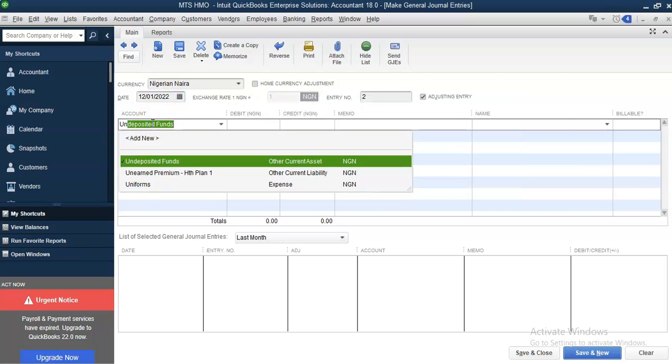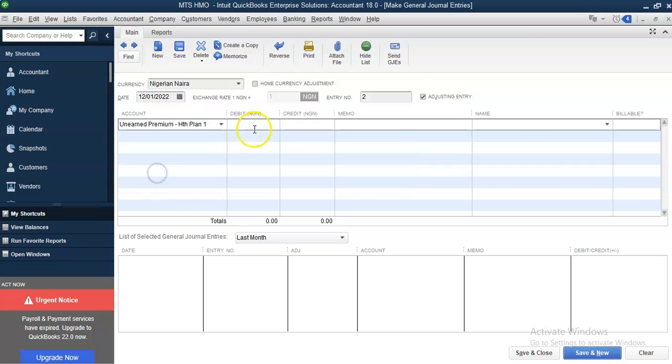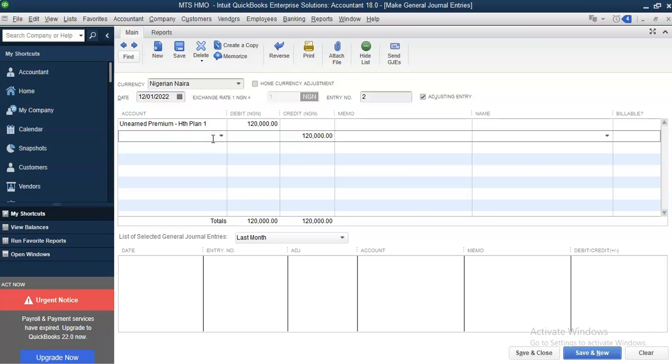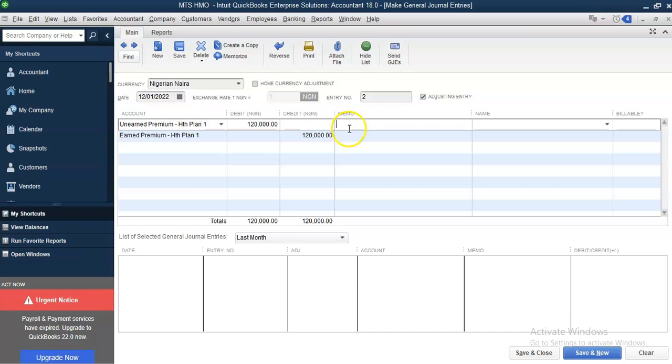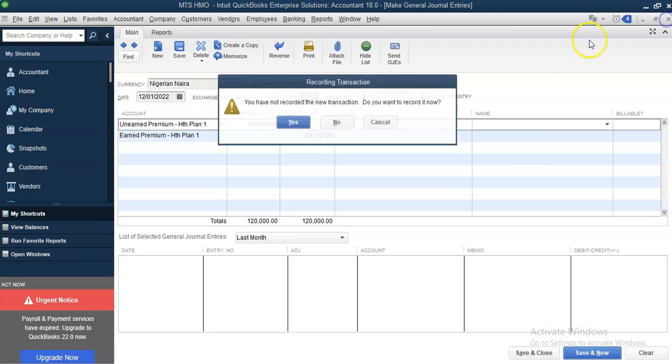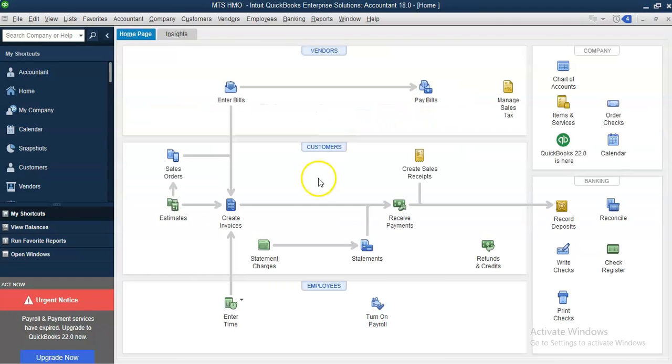So you debit the unearned premium here by putting the amount, say for instance, and you credit your earned premium here by also putting the amount. Alright, then you put your description, then save. But before passing this entry, you must have ensured that you have posted the invoice earlier that captures the total amount and has gone to the unearned premium account. So it's only when the plan expires you come to raise a journal entry to affect the two accounts.